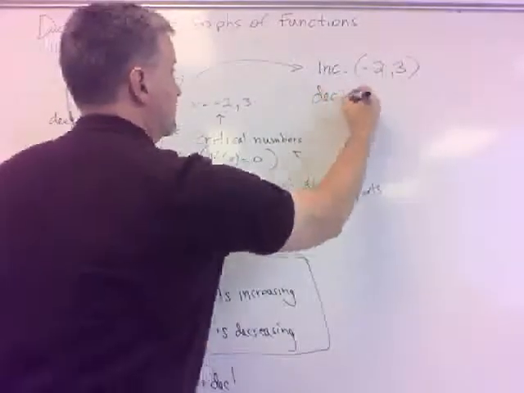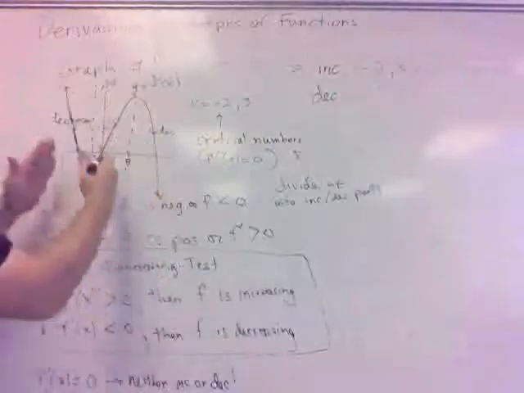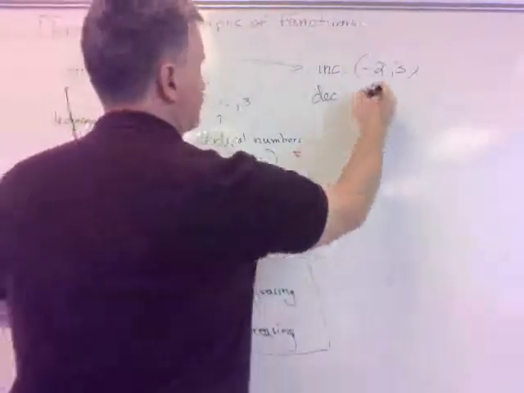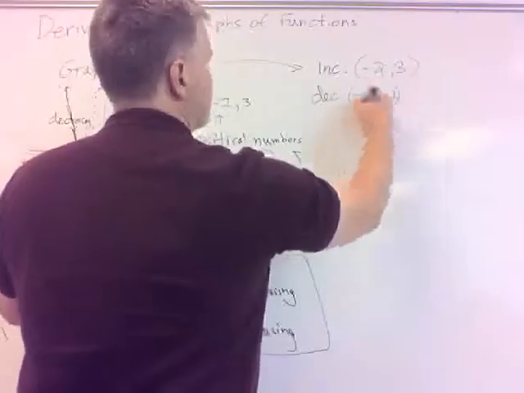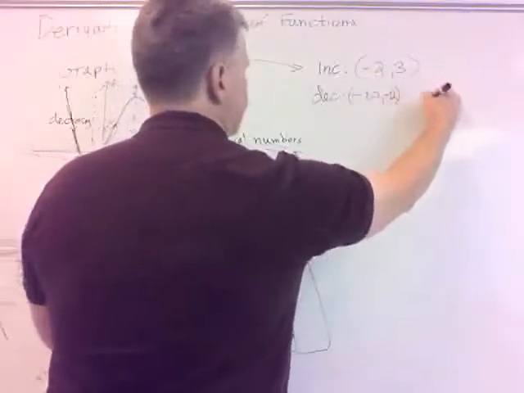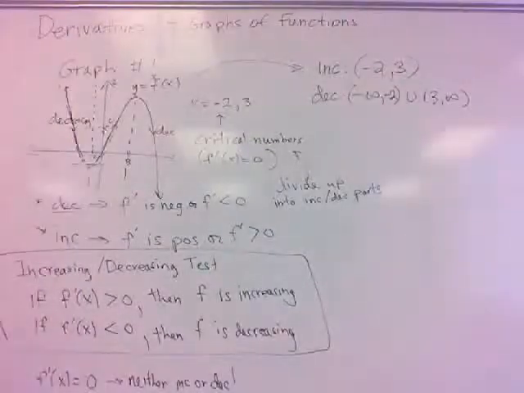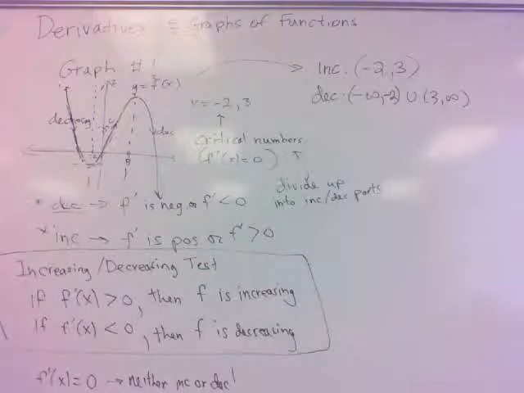Decreasing, well, we've got two parts there. It's decreasing from -infinity to -2. And then it's decreasing from 3 to infinity. And don't include the endpoints there either. Okay? All right.